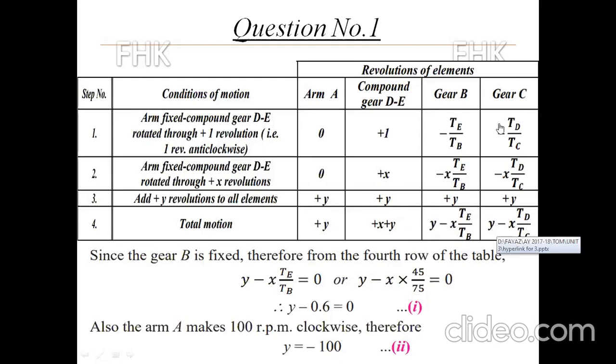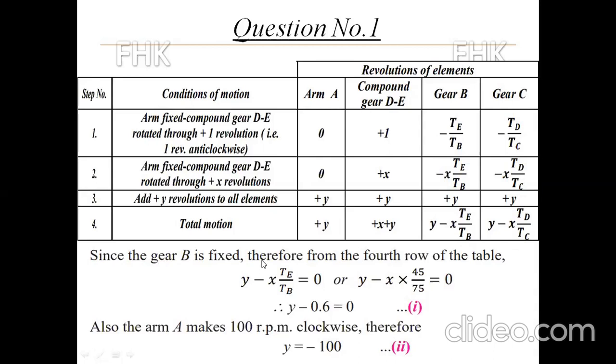So you have to write properly these terms. Why? Because this will directly affect your final answer. If these two terms are calculated wrong, then this term will be wrong and this term will be wrong, so your final answer will be wrong. After writing all the values of arm A, compound gear D and B, gear B and C, and after getting this formula, we are solving the numericals, finding the speed.